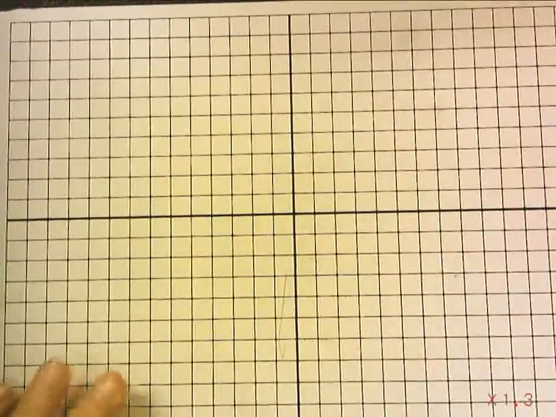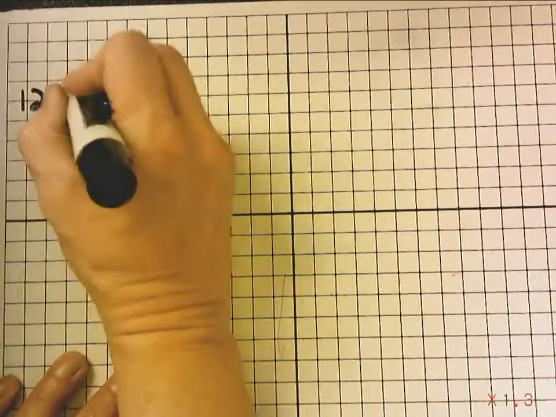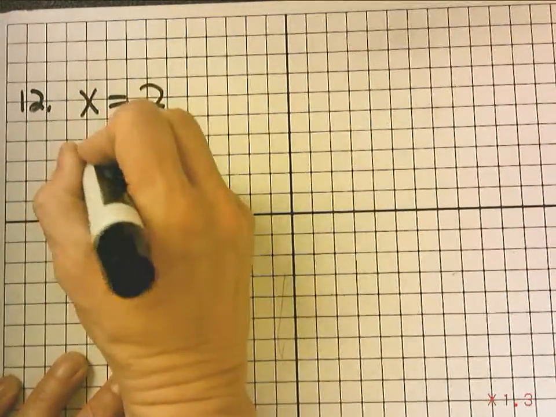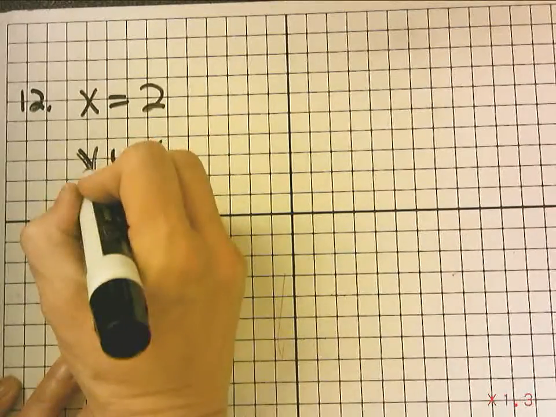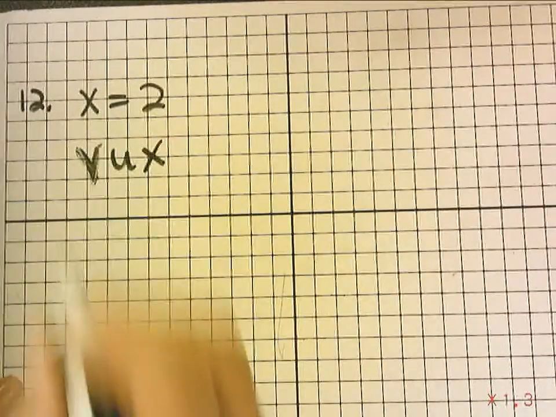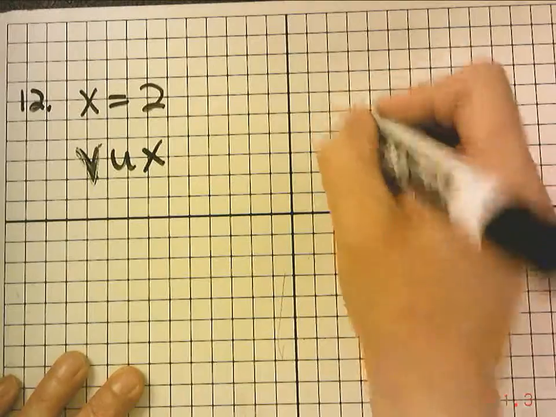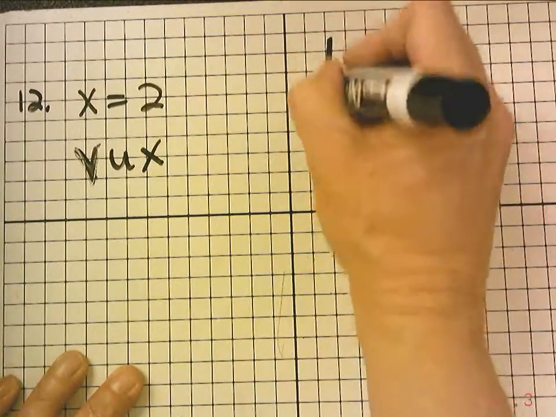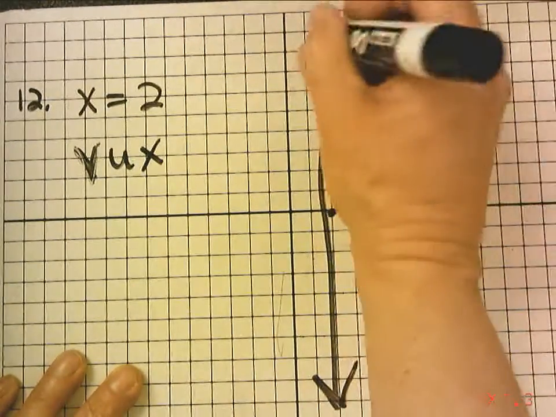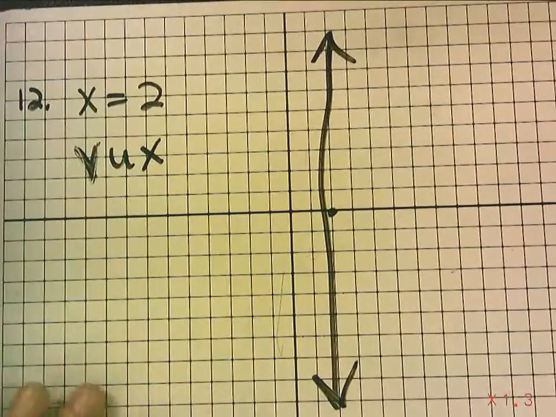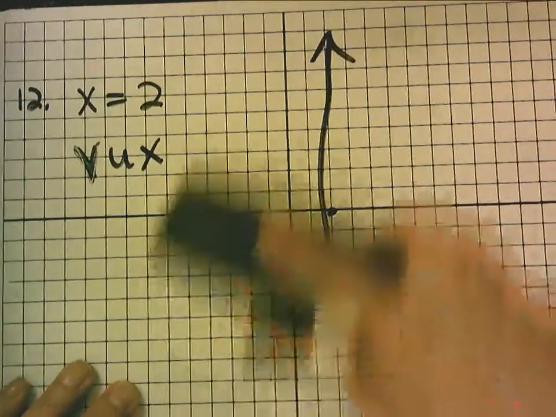Now, number 12 is x equals 2. This is a VUX. This stands for vertical, up and down. So I find where x is 2, and I draw a vertical line. Okay?